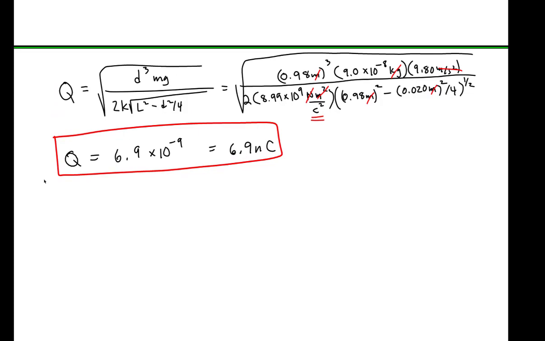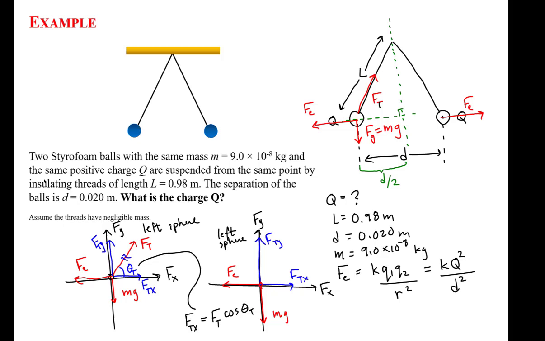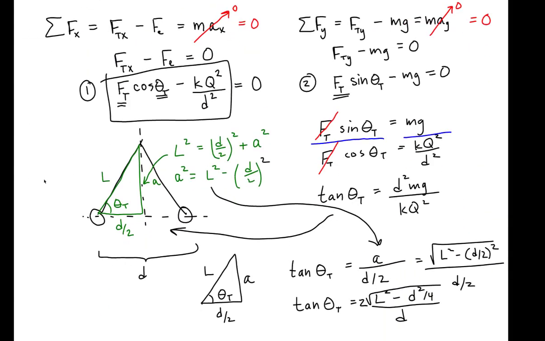So let's quickly recap what we did. We started off with a sketch. We needed to find the charge, so we knew that the thing that connected the two objects is the Coulomb force between them. So that led us to use Newton's laws, and in order to use Newton's laws, we drew a couple of free body diagrams. The free body diagrams gave us two equations, the component form of Newton's laws. So we have the x component of the force acting on one of the spheres and the y component. So that gave us two equations.